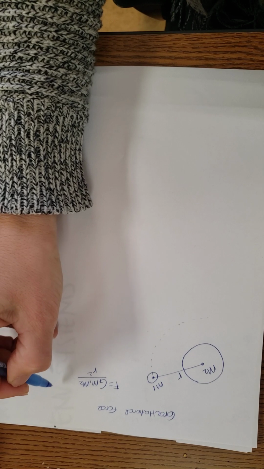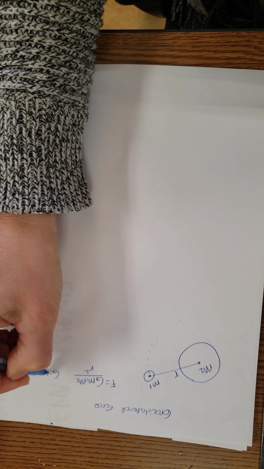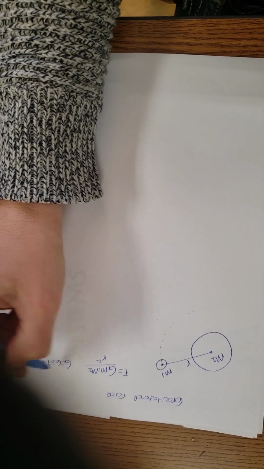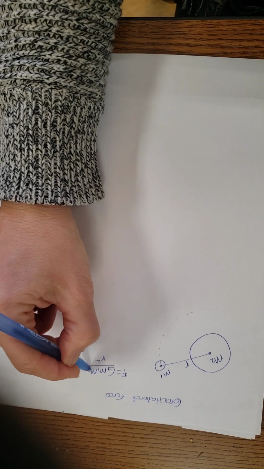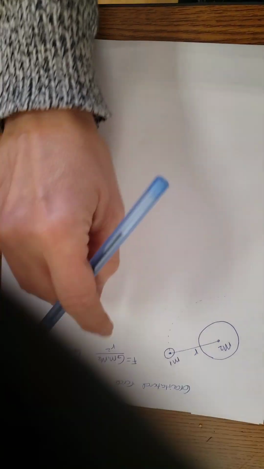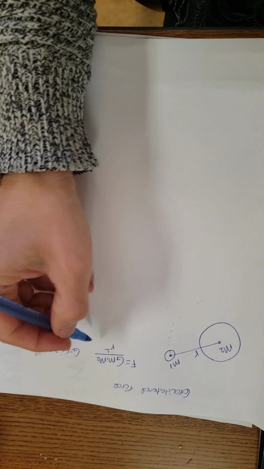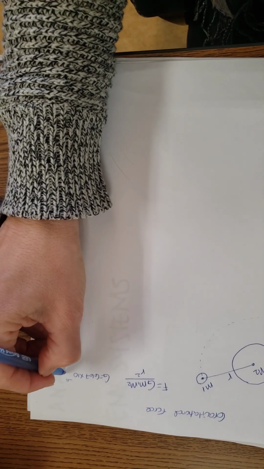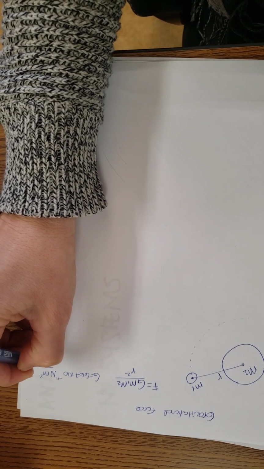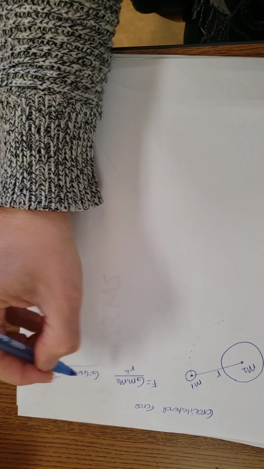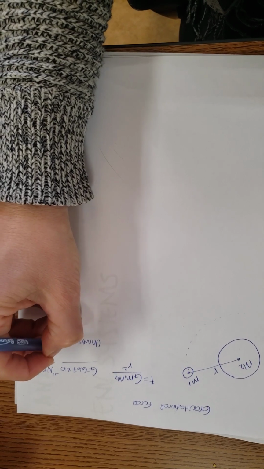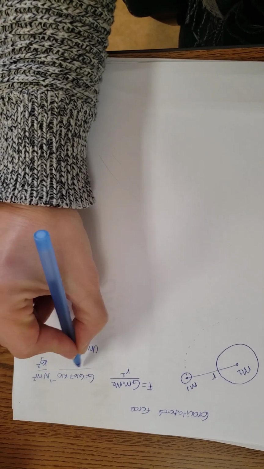This G, the gravitational constant, has a value of 6.67 times 10 to the negative 11. What are the units of this constant? Because we have two masses measured in kilograms and the radius measured in meters, G is going to have units of newton meter squared over kilogram squared. So this is the constant called the universal gravitational constant, and it has this value.